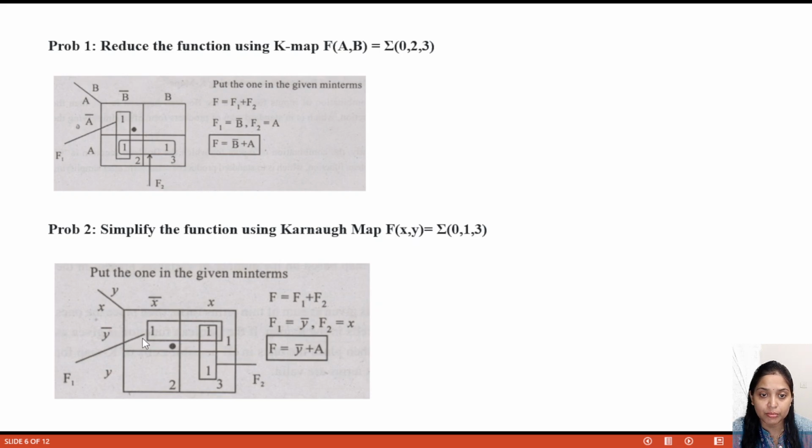Only from this pair the result will be Y bar, and from here and here, it shares two rows and one column. So the two rows, Y and Y bar, cancel out each other. So the answer is X. Here actually it is wrong. It will be X. Actually the F2 component is X, so it will be Y bar plus X.